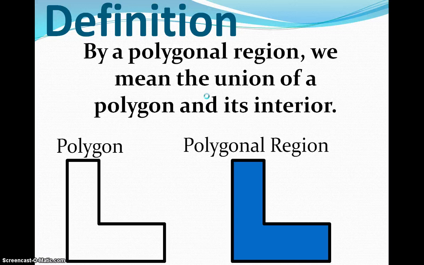Second definition: by a polygonal region, what we mean is basically the union of a polygon and its interior, which is kind of what I already explained. We have our polygon shape. A polygon is just the line segments themselves, and then the space within it is its interior.